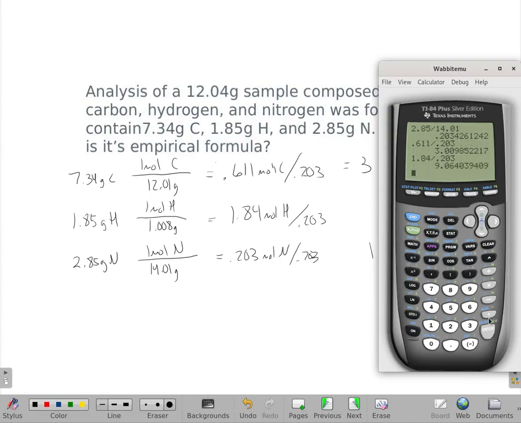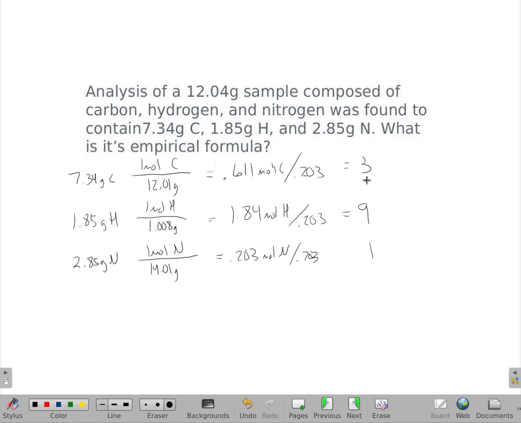And we get 9. All right, those whole number ratios are the empirical formula. So this particular compound has an empirical formula of C3H9N. Now, the empirical formula might not be the actual molecular formula. Empirical formula is just that smallest whole number ratio. The actual molecule could have double of each of those.